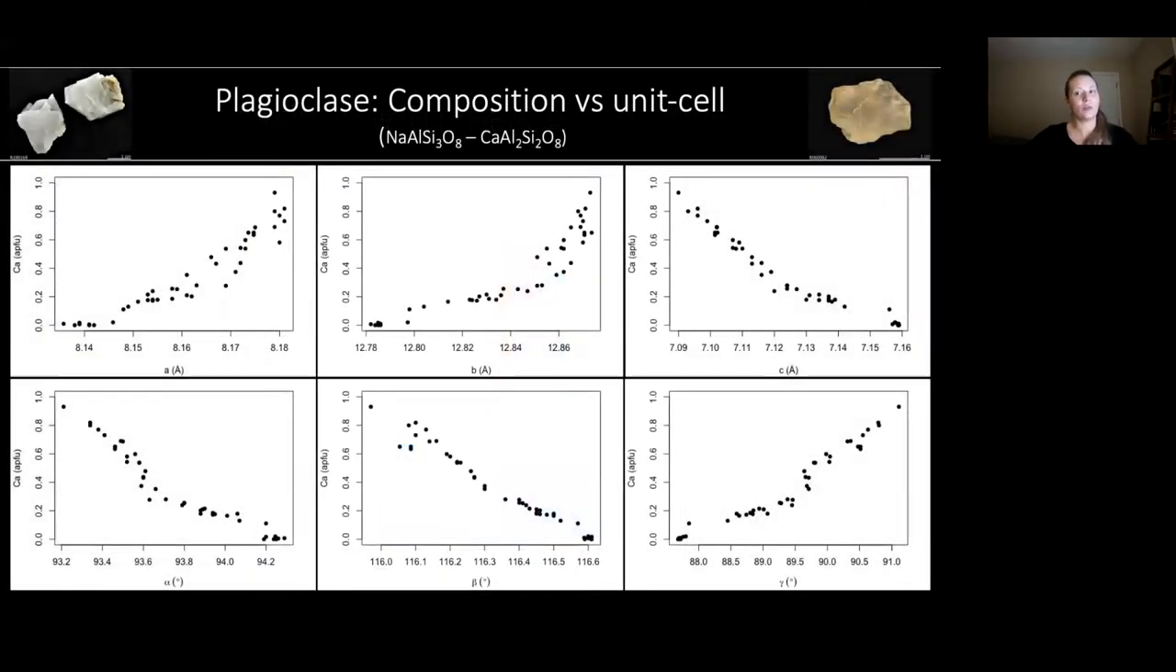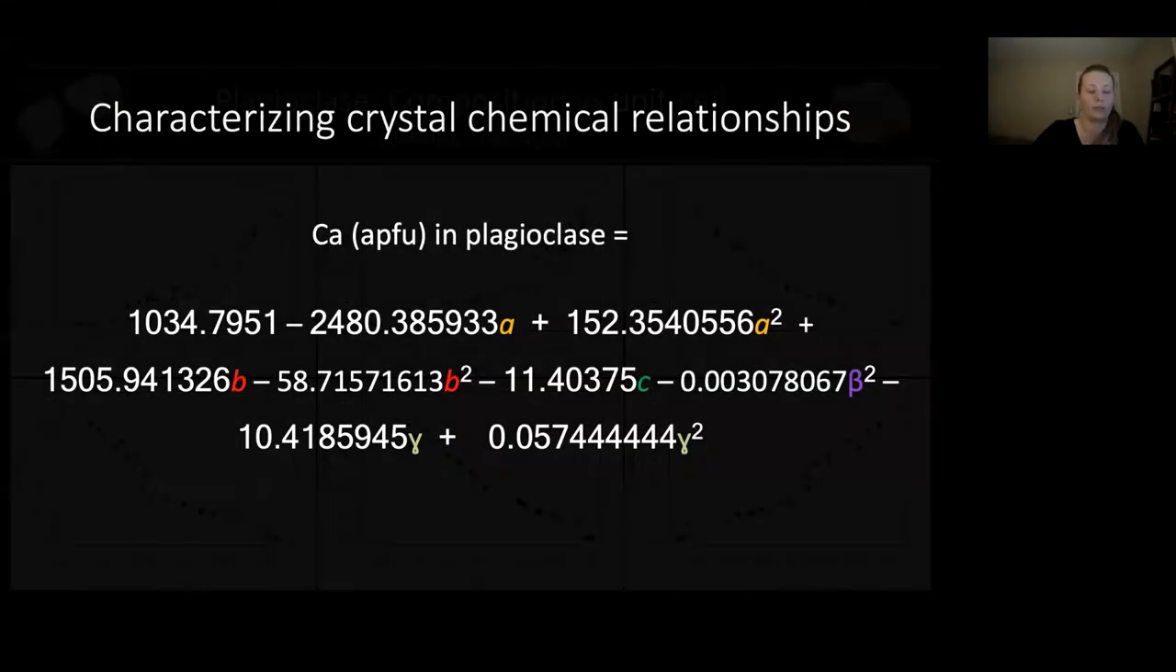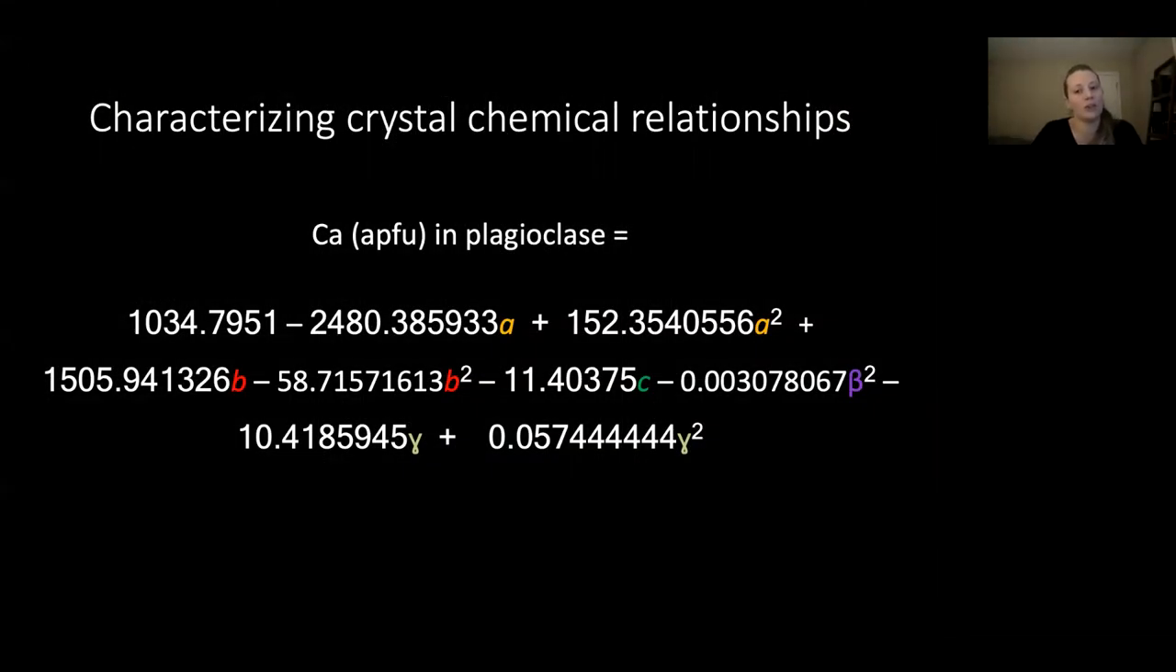Next, let's look at a more complicated system. This is the triclinic and monoclinic plagioclase system. You can see the relationship between calcium and their unit cell parameters. This is a calcium-sodium system. Given the increased complexity of this triclinic system and the nonlinearity of these trends, a multivariate approach better estimates the chemical composition of plagioclase. Here you see a multivariate expression of A, B, C, beta, and gamma. We got the best results with that.